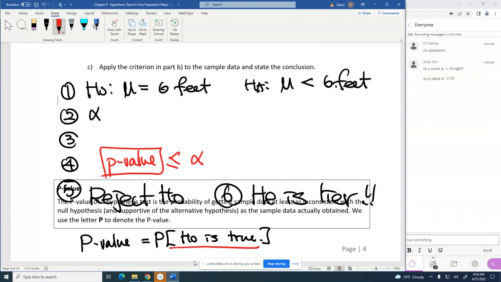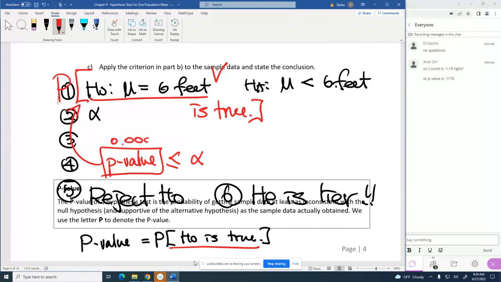The p-value is the chance, the probability, that the null statement is true. How much do you expect the p-value? What does it mean if the null statement is true? Dr. is 6 feet. The chance will be impossible.